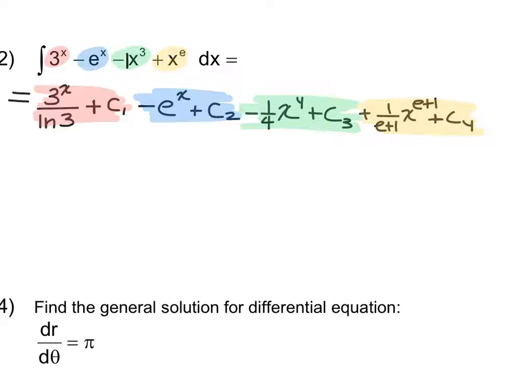So I can consolidate my constants by adding them all together. What kind of number am I going to get when I add 4 constants together? A new constant, yeah.